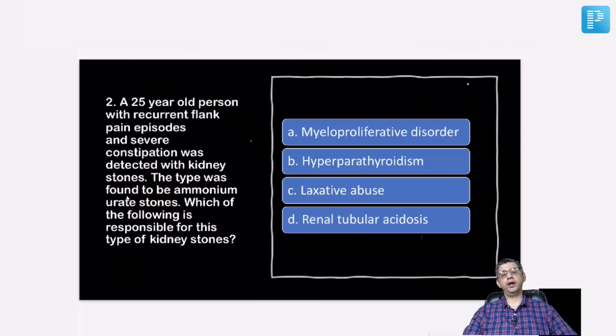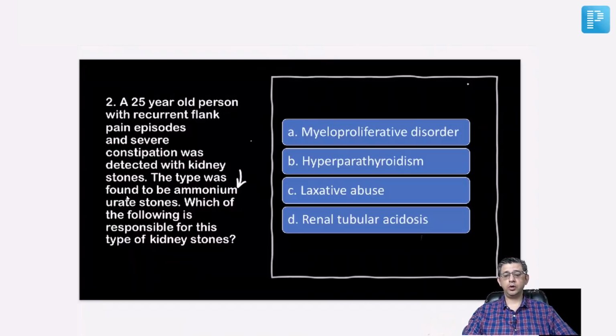A 25-year-old guy is having recurrent flank pain episodes and severe constipation, and this person was found to be having renal stones. The type of stone was found to be ammonium urate. I mean, that's the composition, and I would rate this as one of the easy questions for today. He's saying which of the following is responsible for this type of kidney stones.